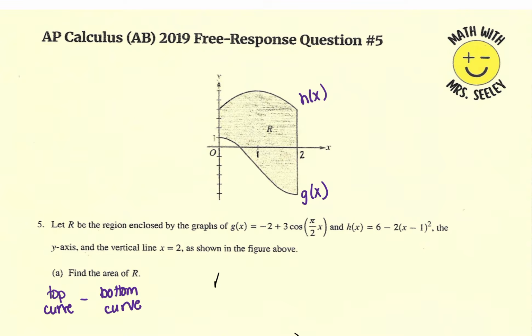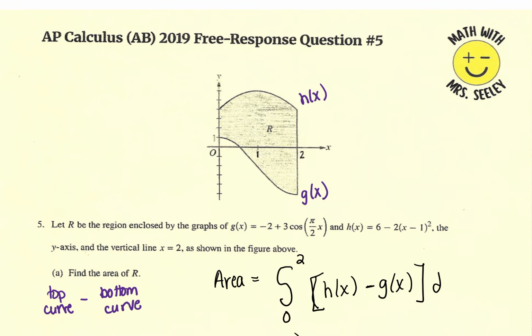So if we're asked to find the area between two curves, we're going to integrate from 0 to 2 the top curve, which we now know is h of x, minus the bottom curve, which is g of x, dx. If you knew to integrate the top curve minus the bottom curve from 0 to 2, and you put your 2 there, give yourself your first point.